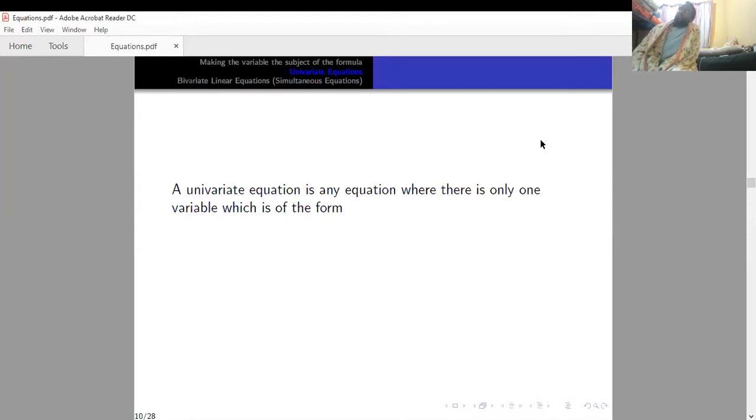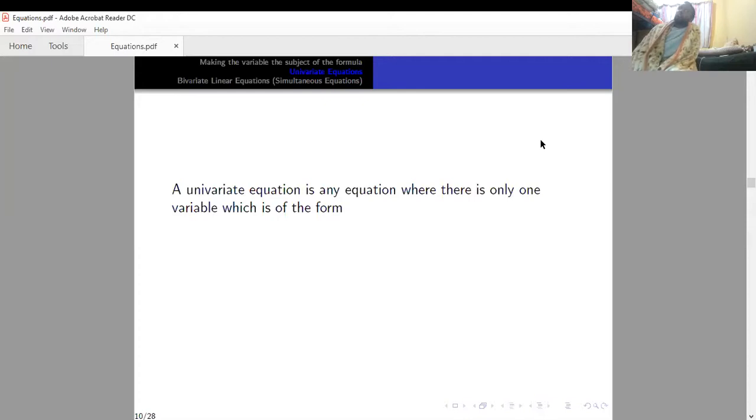Now, of course, in our last video, we talked about what is an equation generally. An equation, we said, is when you take two mathematical expressions and then you divide them by an equal sign. Meaning you take two mathematical expressions and then you put an equal sign in between them to form an equation. If there's no equal sign, then there's no equation.